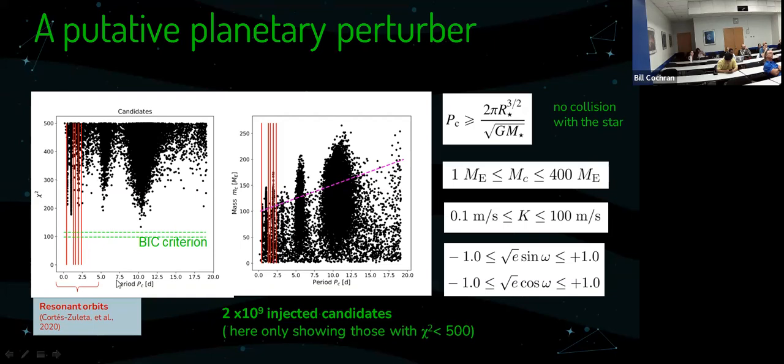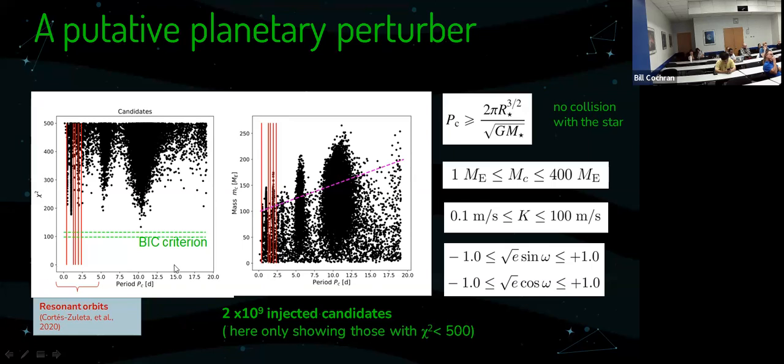Here are the random periods, just between 0 and 20 days, because this study was made on our new data set, which had a time span of 20 days from the first measurement to the last. But we did the same with the whole data set. And here is the chi-square, and here again the period against the mass.